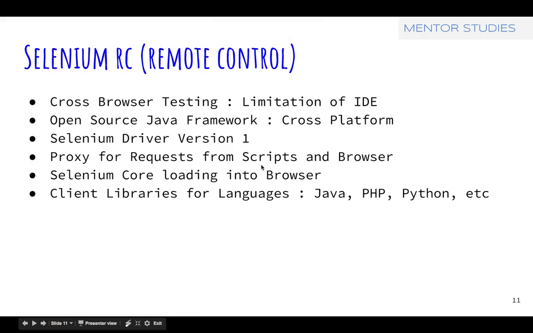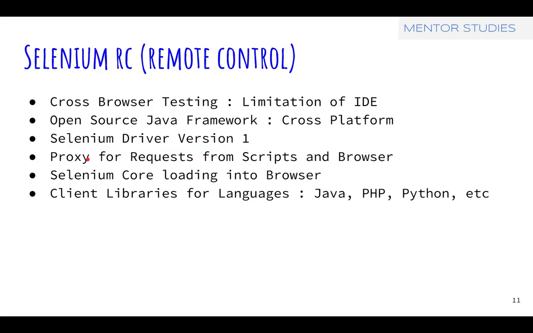Okay, Selenium RC. What it is: there are lots of problems with Selenium IDE, and that's the reason why Selenium RC came into picture. It gave support for cross browser. With Selenium IDE, test cases could be run only on the Firefox browser, which was the limitation of IDE. Now we can test them across all the browsers. That is the main motto of Selenium RC. It's an open source Java framework which can be run across all the platforms, because Java can be run across all the platforms.